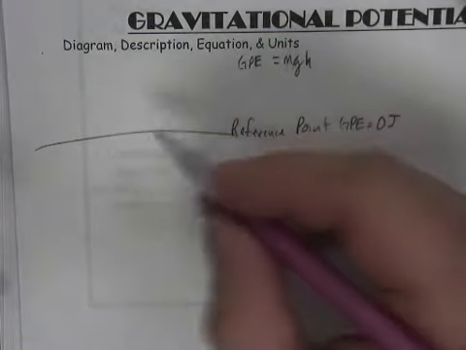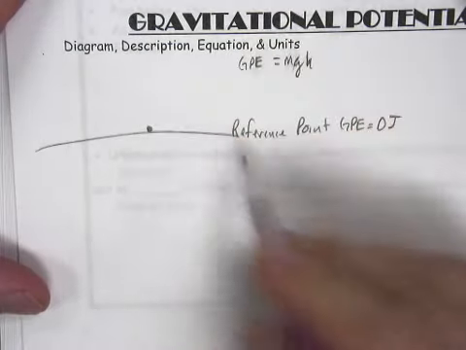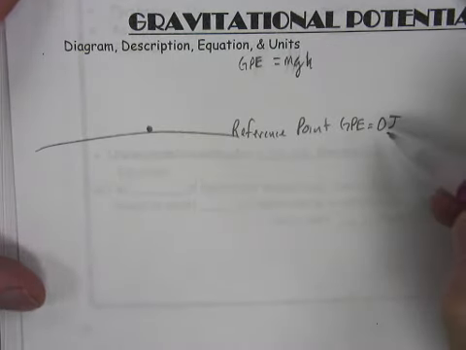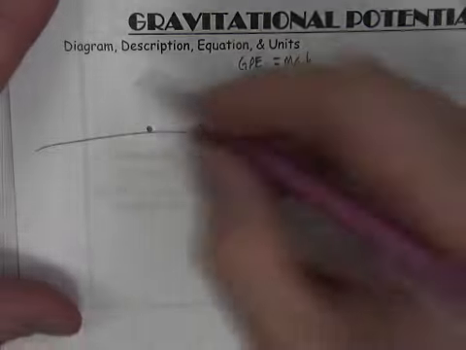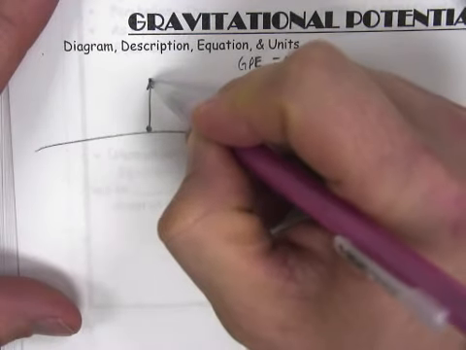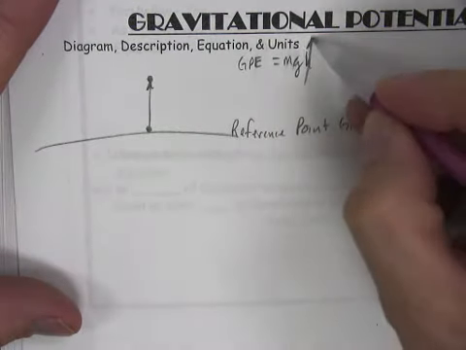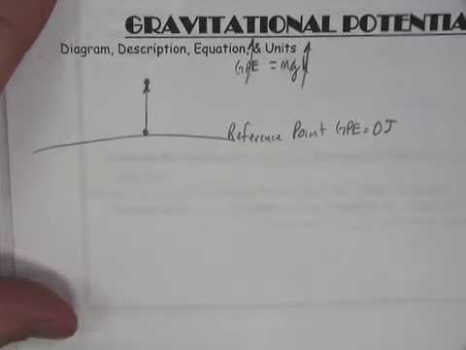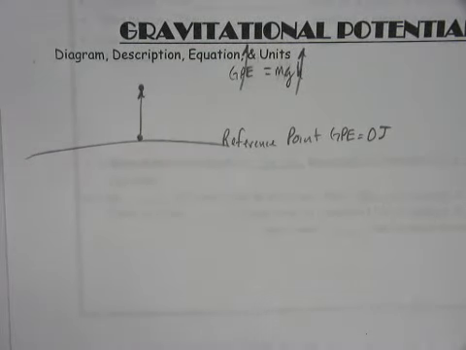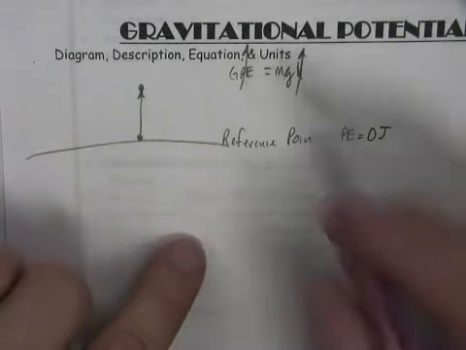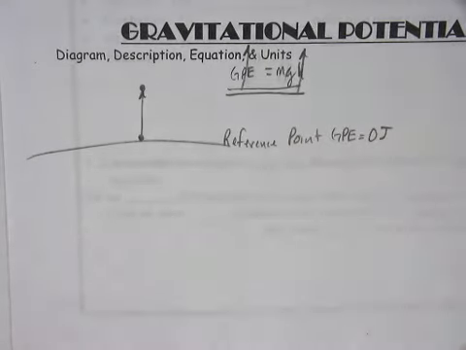And so the idea went like this. If I have an object on the ground, then it had zero gravitational potential energy because it was on the reference point. If I move the object up a little bit, h would go up, and so would the gravitational potential energy. That wasn't a big deal. I think you all caught on to that fairly quickly and were able to work with it just fine. But like I said, this equation is somewhat restrictive, and we need to open it up a little bit and come up with a new equation.